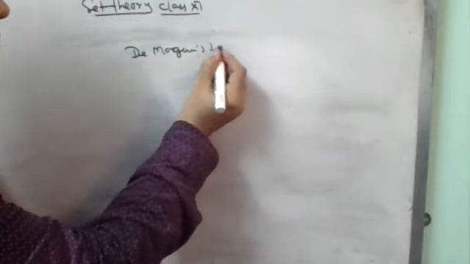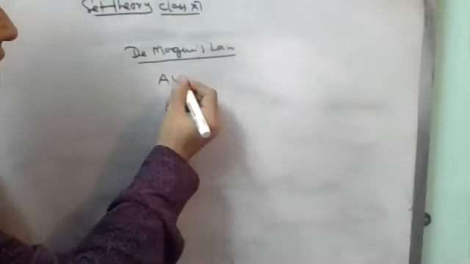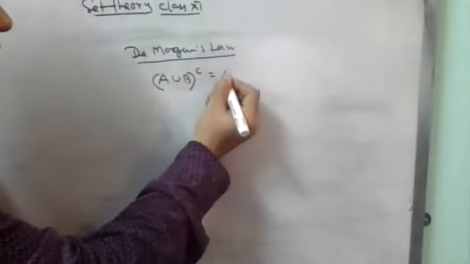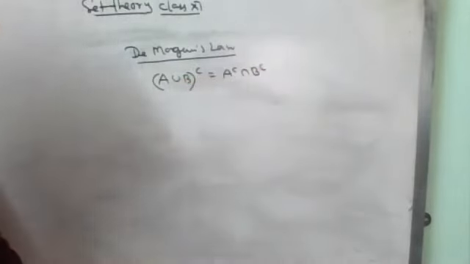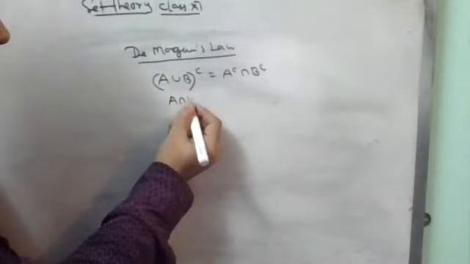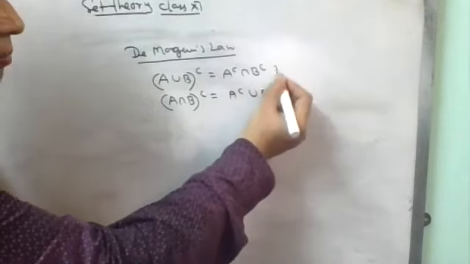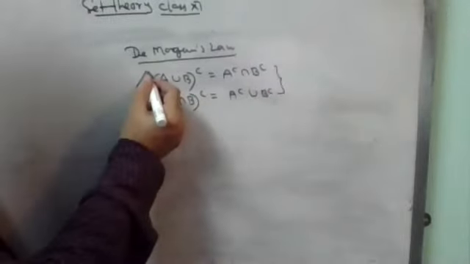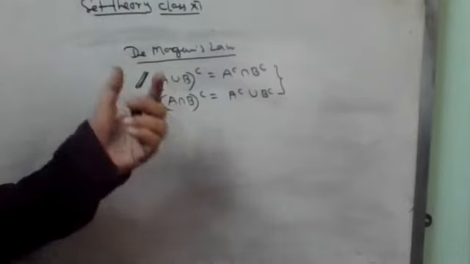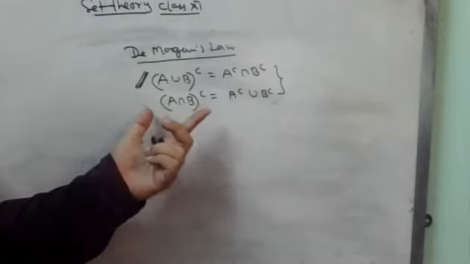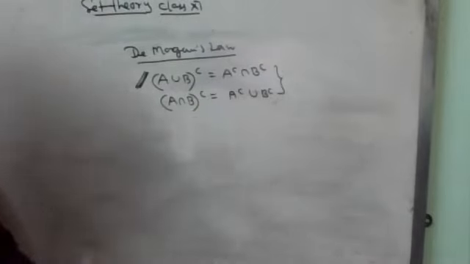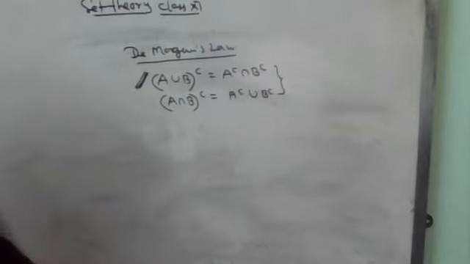Now, De Morgan's law. De Morgan's law, what is that? (A union B) whole complement equals A complement intersection B complement. And (A intersection B) whole complement equals A complement union B complement. So I'm going to show you the procedure to establish this relation on your own. Easily you can establish this relation, or if you wish you can use a Venn diagram.